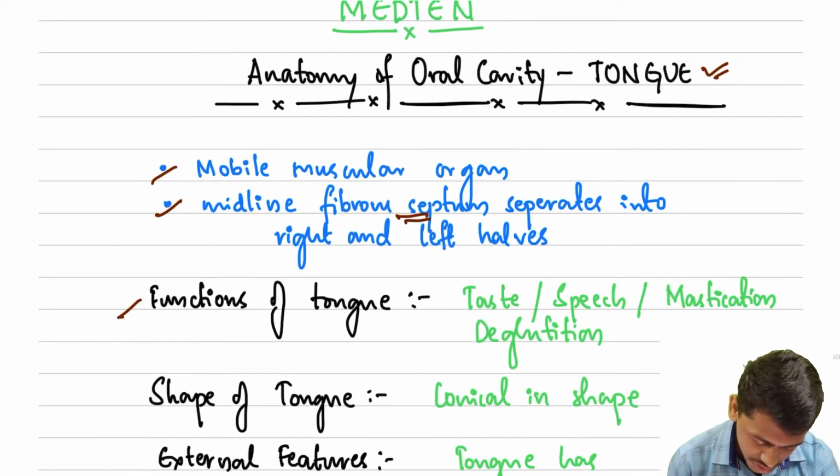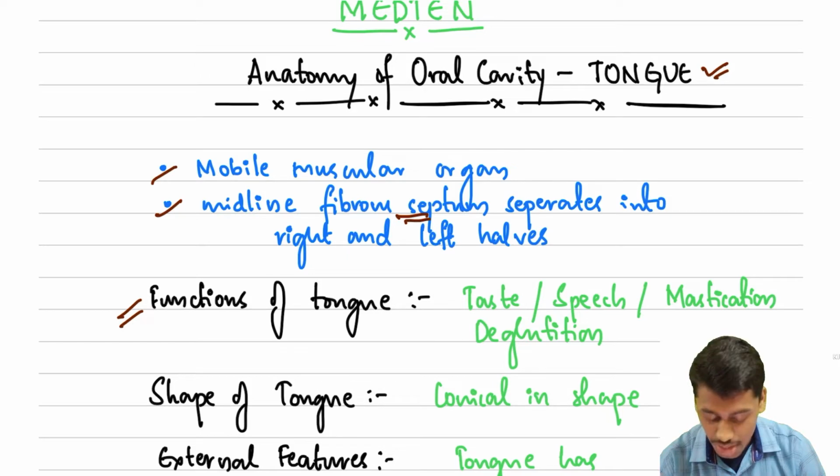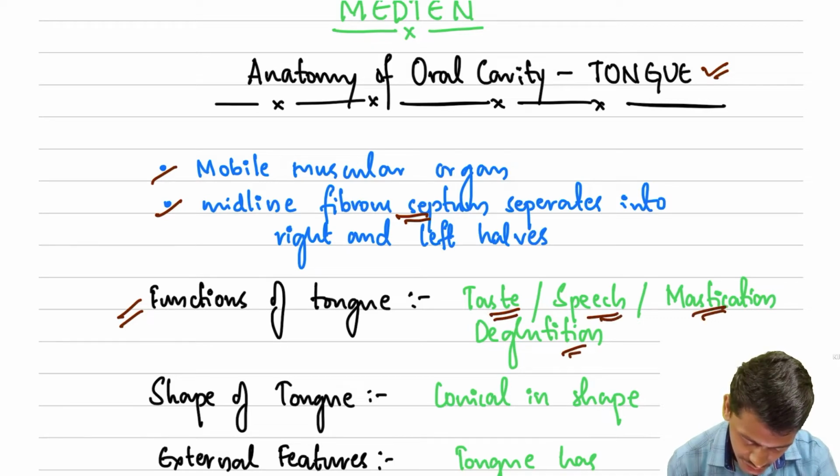So what are the functions of the tongue? We know the tongue is used for taste, speech, mastication and deglutition. So four important functions of the tongue are taste, speech, mastication and deglutition.